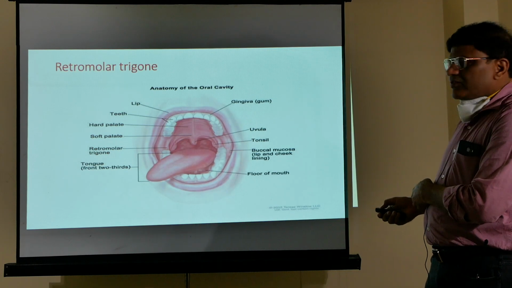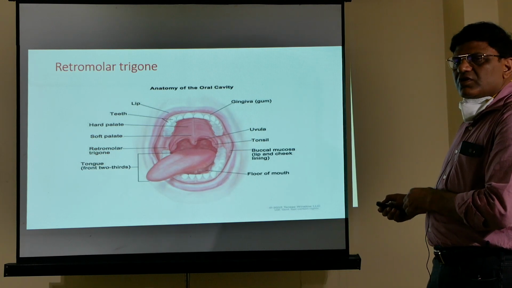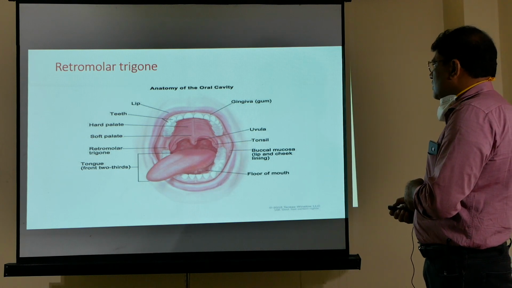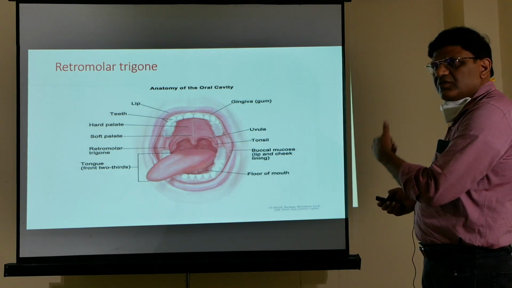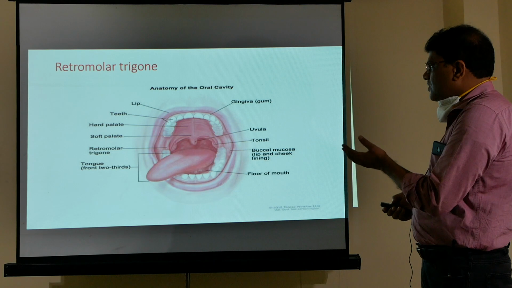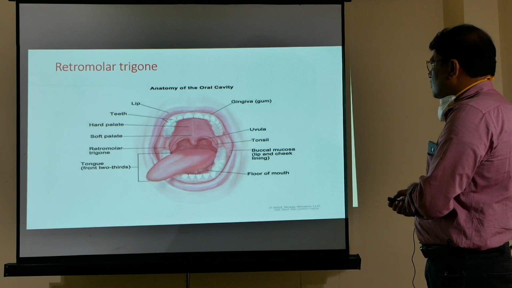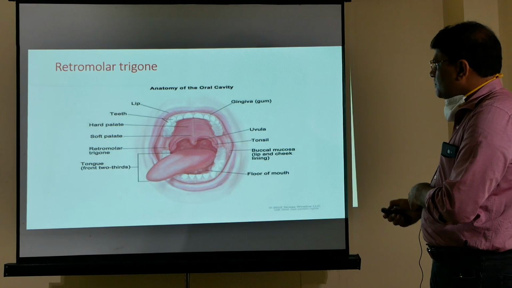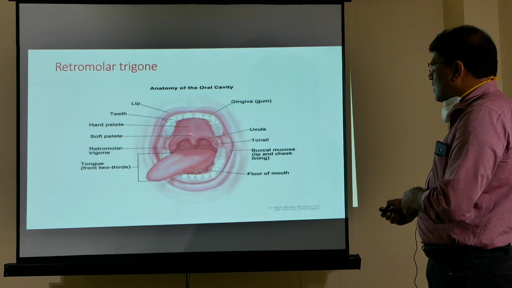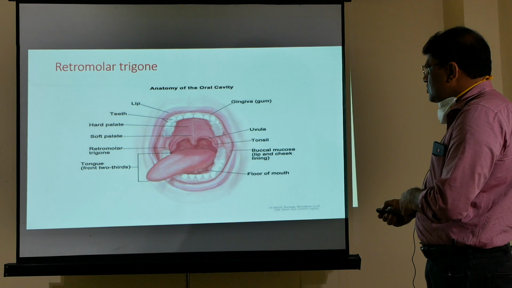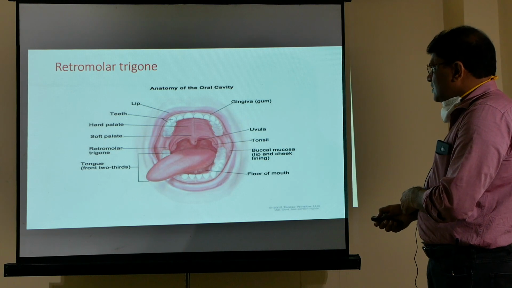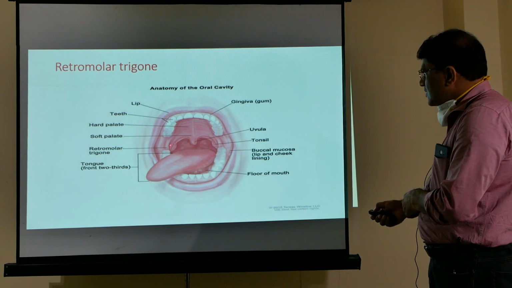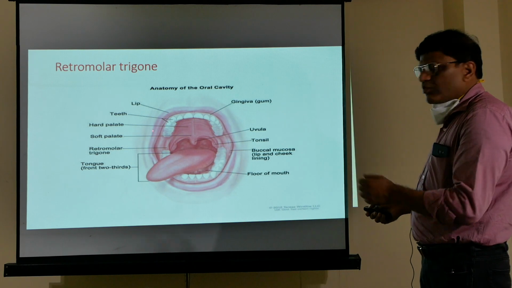Now in this picture we can see the retromolar trigone. The importance of retromolar trigone is that the malignancies here are very notorious and they spread all over the lymph nodes. Here you can see this is a lining of the upper and lower lip. These are teeth. This is hard palate. This is uvula. This is soft palate. And this area behind the molars is known as retromolar trigone.